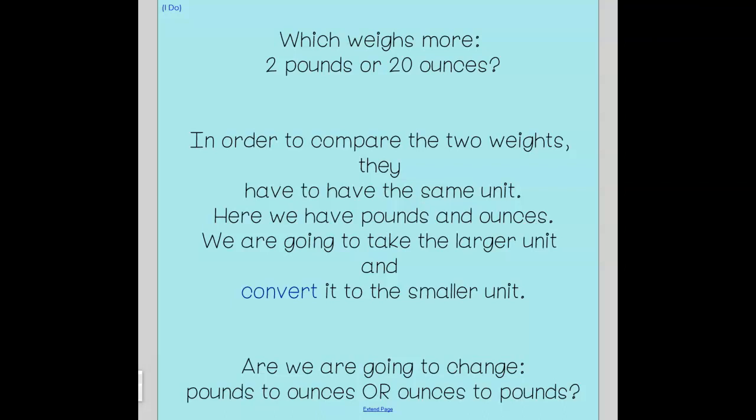I want to know which weighs more, 2 pounds or 20 ounces. In order to compare the two weights, they have to have the same unit of measurement. One says pounds and one says ounces. I can't weigh these. They're not the same thing.